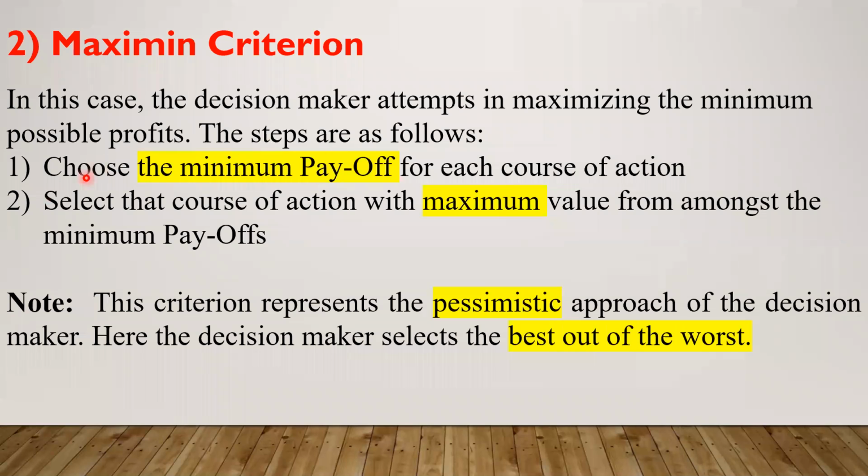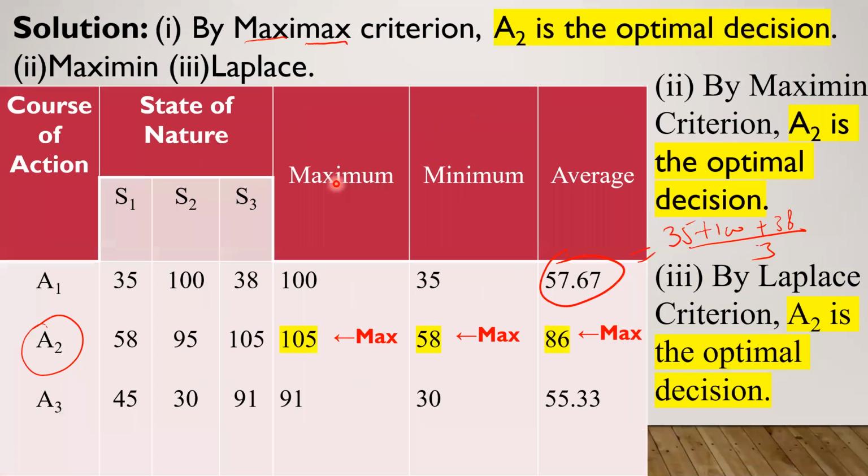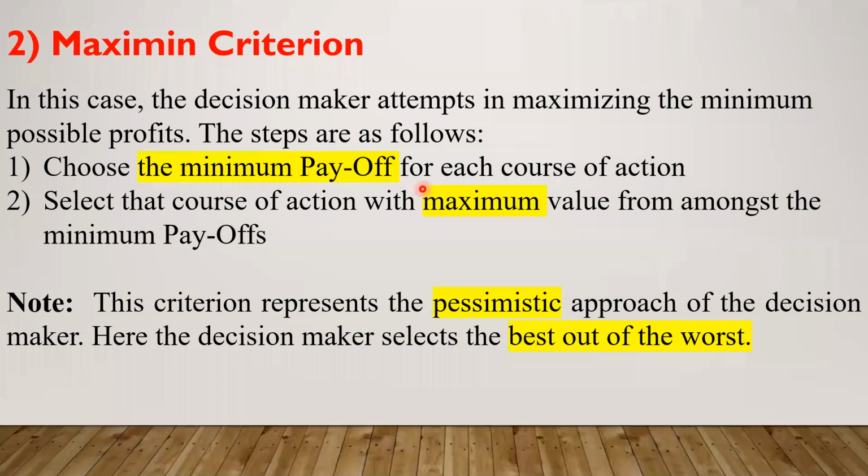So what are the steps here? We choose the minimum payoff for each course of action. That is what we did, no? ये देखो, मैक्सिमिन में he is happy with the minimum profit. वो क्या कर रहा है, हर एक कोर्स ऑफ एक्शन में मिनिमम प्रॉफिट ले रहा है और फिर वो मिनिमम प्रॉफिट में से मैक्सिमम ले रहा है. So choose the minimum payoff for each course of action. Select the course of action with maximum value from amongst the minimum. वो जो मिनिमम आएंगे उनमें से वो मैक्सिमम लेता है.